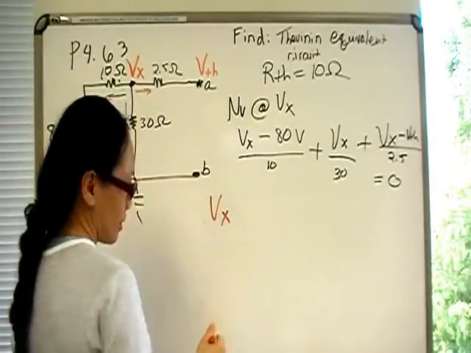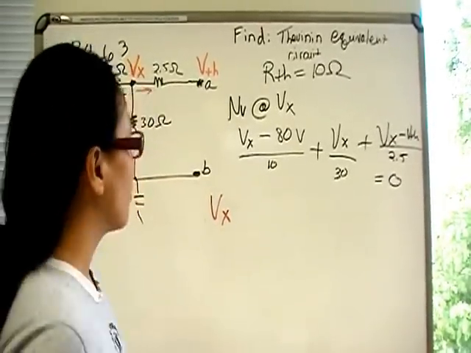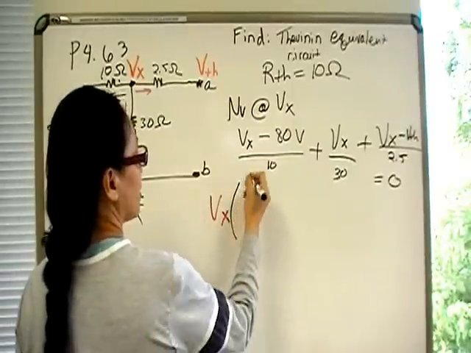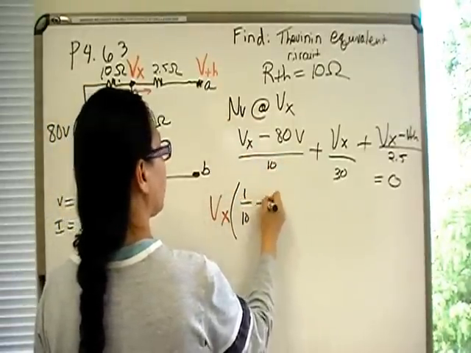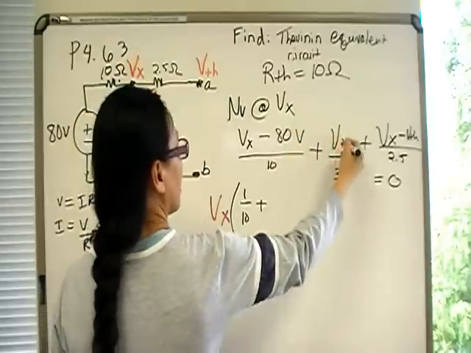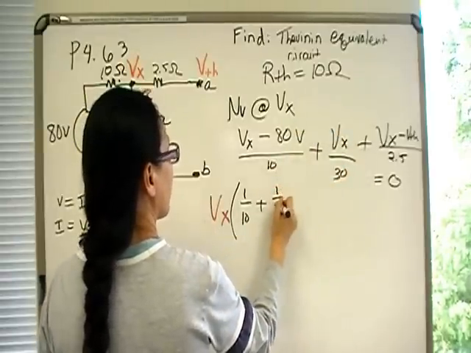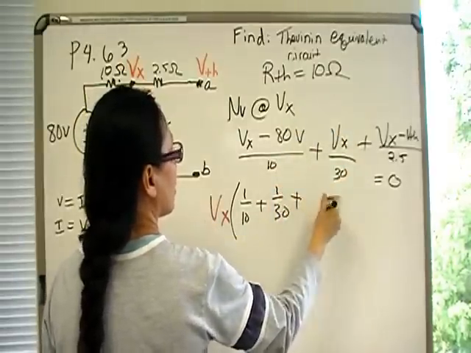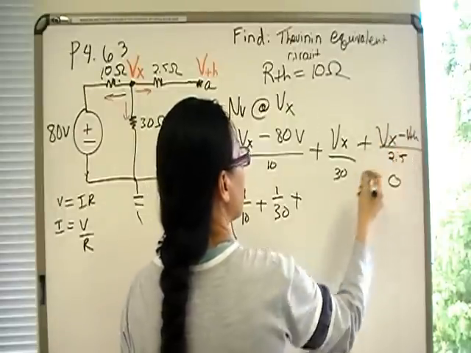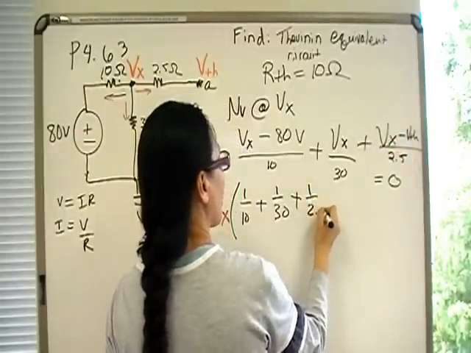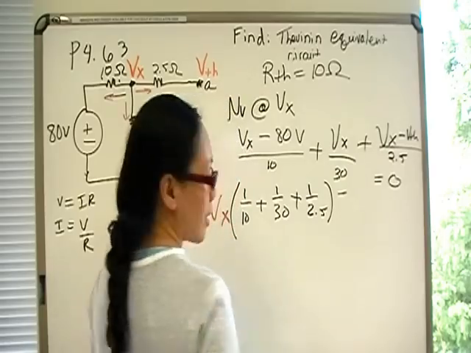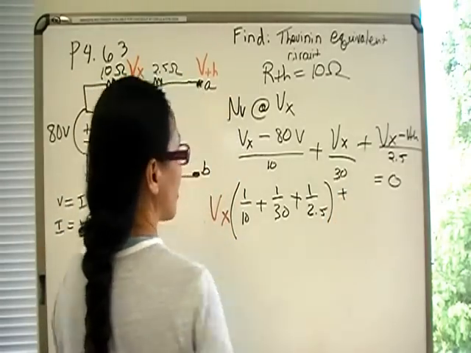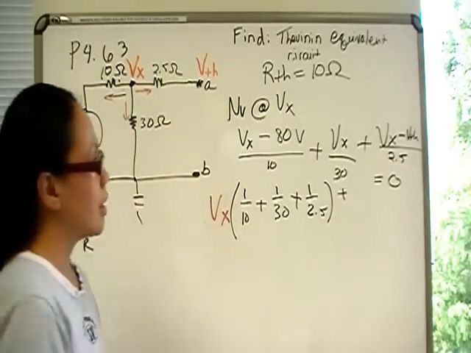V sub x. Group all your coefficients for V sub x into one. You got a coefficient here, 1/10. None there. I got 1/30 here. I got 1/2.5 there. That's nothing, right? So I'm done with all my coefficients for V sub x.